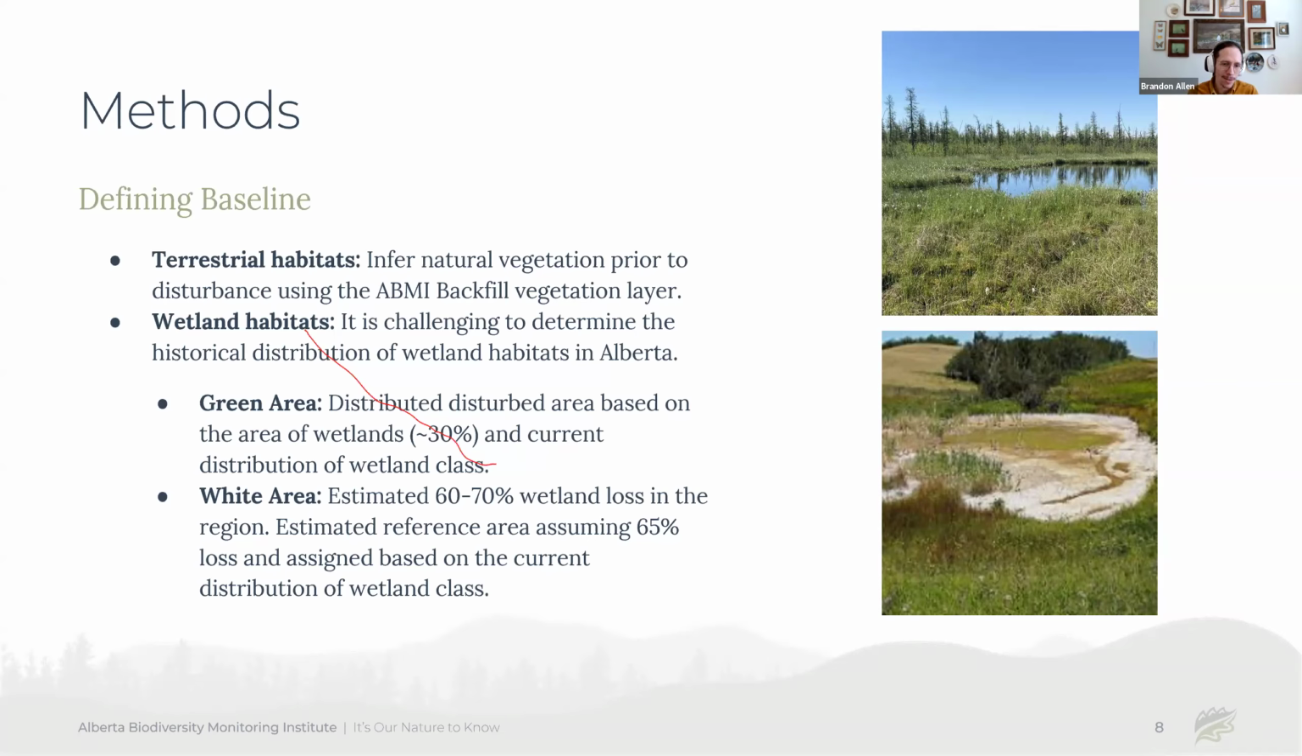In the white area, though, it's been estimated that about 60 to 70% of wetland loss has occurred within the region. So we estimated a reference area assuming that about 65% of wetlands have been lost in the area, and then assigned that total area based on the distribution of observed wetland classes today. We know this isn't perfect, so again, there might have been biases in the types of wetlands that were disturbed due to human activities, but it at least gives us a rough sense of what we think might have been there prior to disturbance.